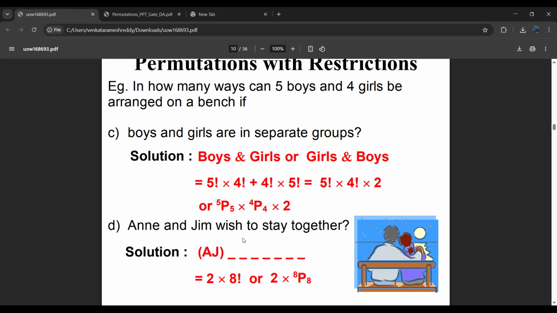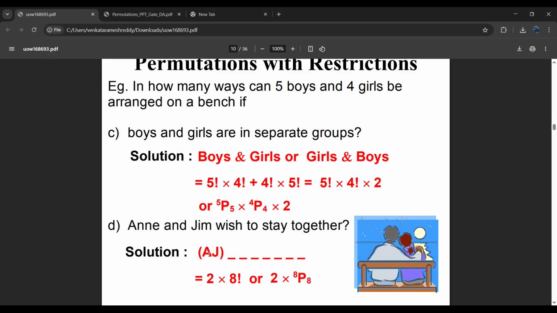Next, Anna and Jim wish to stay together. So A and J wish to sit together. A and J means how many elements? Two elements. Out of nine, we are making two into one group, so consider it as one. Next two, three, four, five, six, seven, eight. How many possible ways are there? Eight. That's why into 8 factorial, or 2 into 8P8.